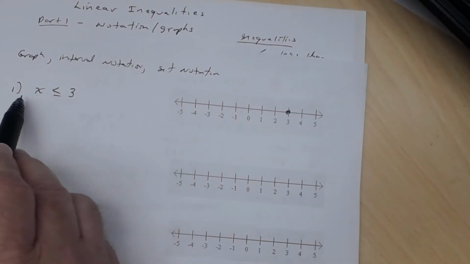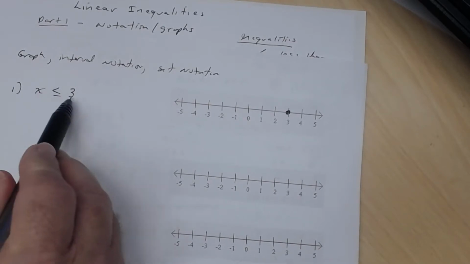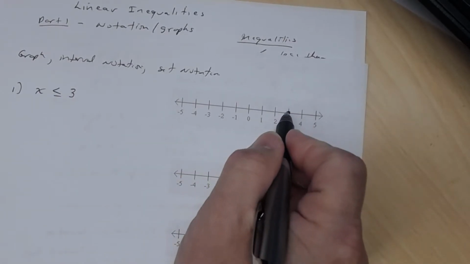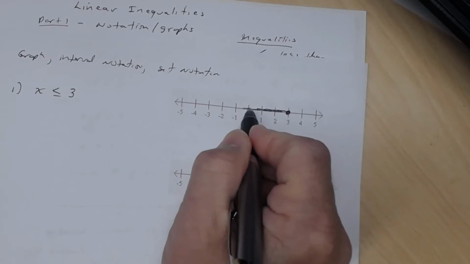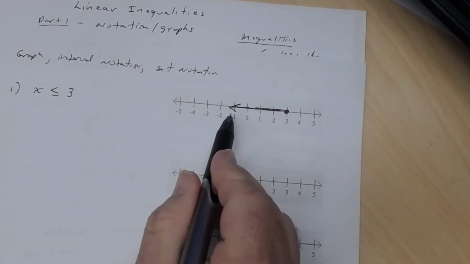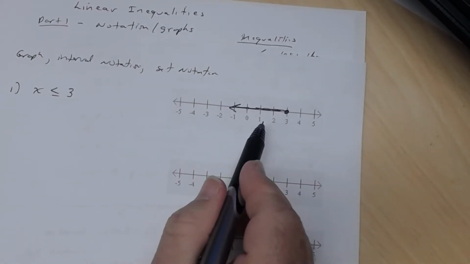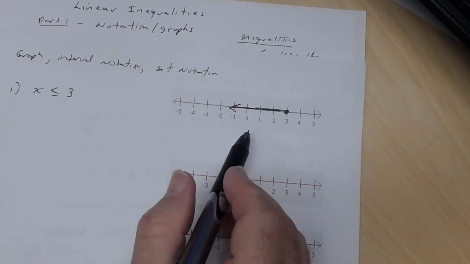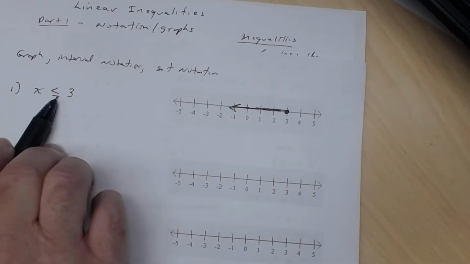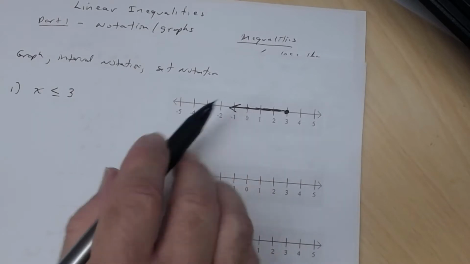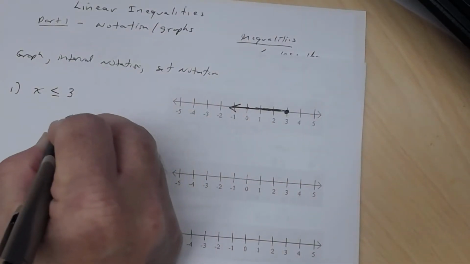And I want to graph all the real numbers. All the solutions are going to be less than 3. So you're going to go this way, to the left, with an arrow. Don't forget to draw an arrow. So there's your graph. This is what the graph looks like. Okay, so there's your inequality notation. This is your graph. Okay, now let's talk about interval notation.